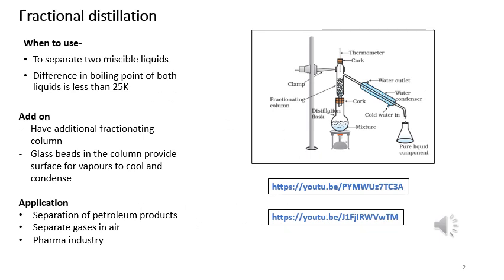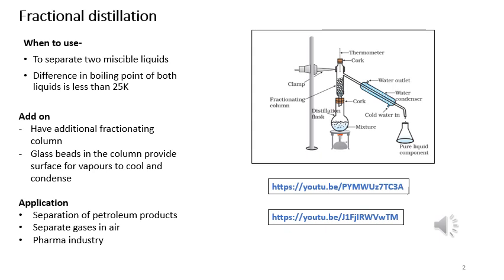Let us now study what is fractional distillation. This technique is used when we want to separate a mixture of two or more miscible liquids whose difference in the boiling point is less than 25 Kelvin. We will study an example of this in detail in the next slide, where we are going to study separation of different gases from air through fractional distillation.